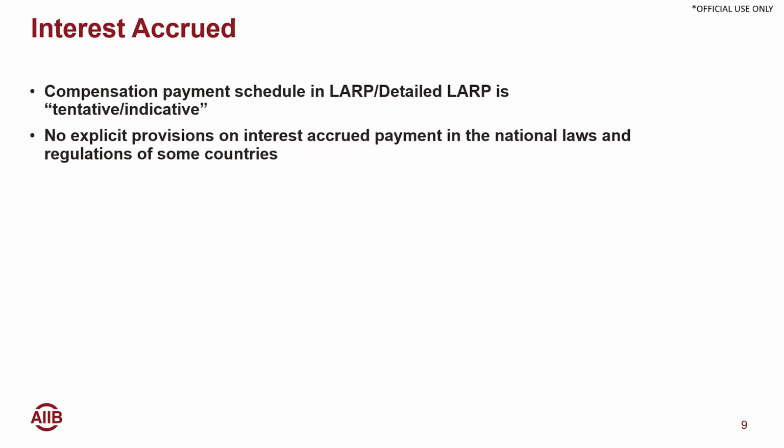But in some countries, like in Vietnam, for example, if the detailed compensation plan has been approved and after some months compensation is not paid, then interest following the bank interest rate must be paid to the affected household. But in some countries, there is no provision in the national law and regulation on this.